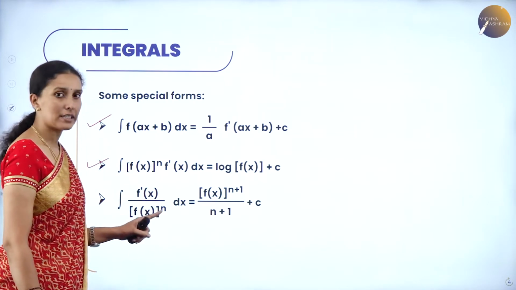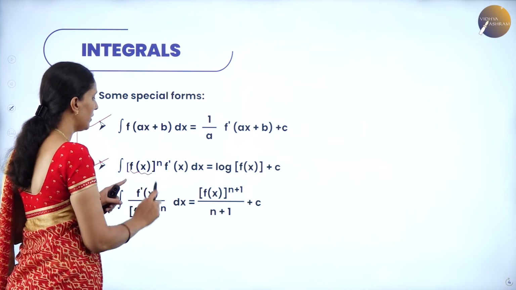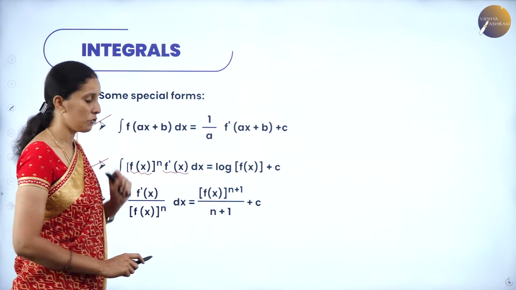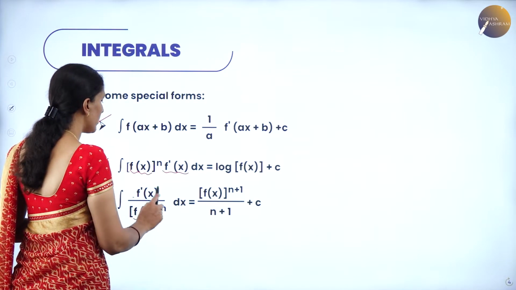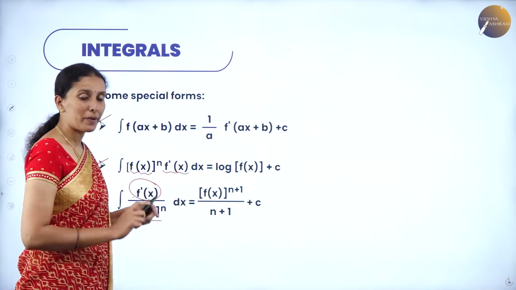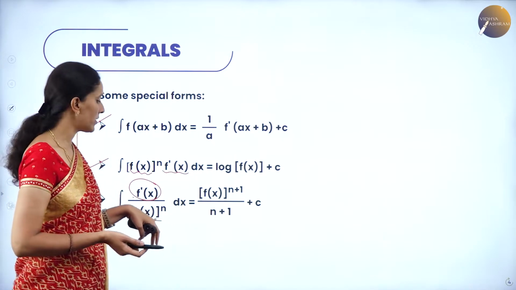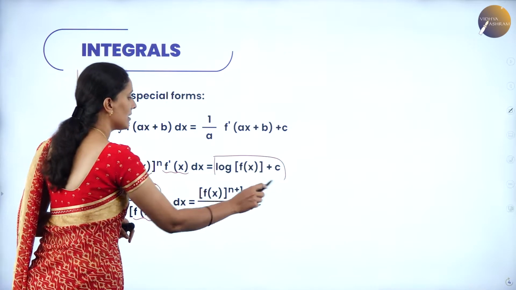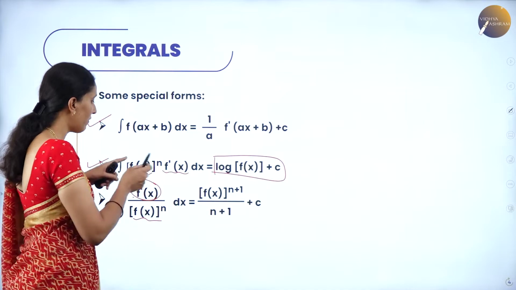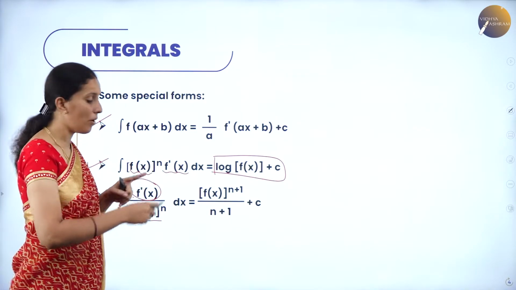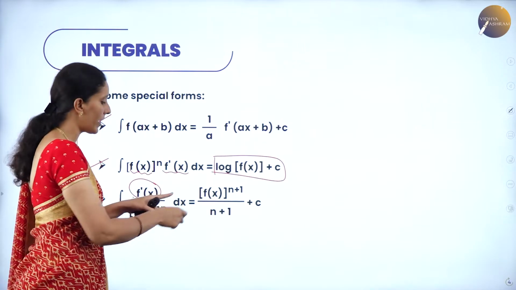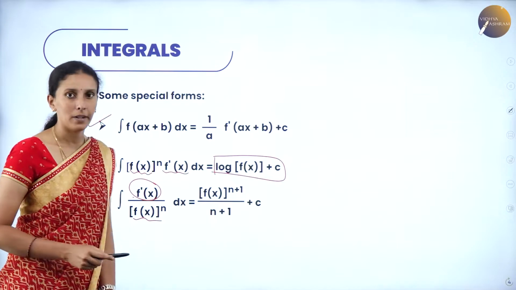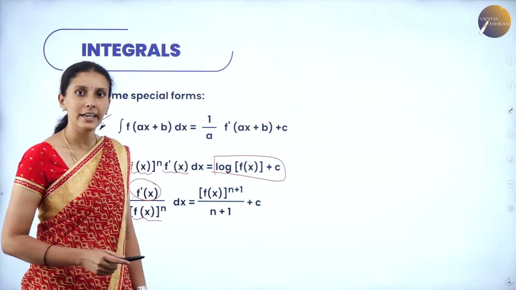This is what we have discussed previously: the function with respect to its derivative, where we are going to apply the method of substitution. Here also the function with respect to its derivative. Here n represents the number of times the given function is repeated. Whenever the function and its derivative are in product form, I can write the answer as log f of x plus c, and whenever it is in quotient form, I can write it as f of x to the power n plus 1 divided by n plus 1 plus c, where c is the integral constant.